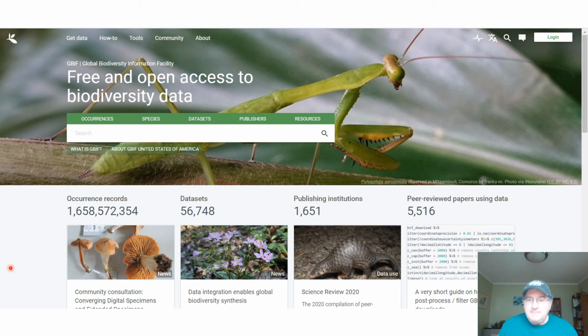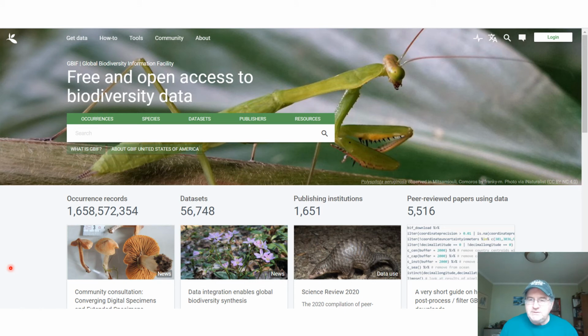Truth in advertising, I didn't do the math to be able to say the majority of data, but a huge chunk of those occurrence records are observations coming from projects like eBird, where people make observations, for example, the feeder surveys of which birds are coming to their feeders. They record this, send it to eBird. eBird transfers it on to GBIF.